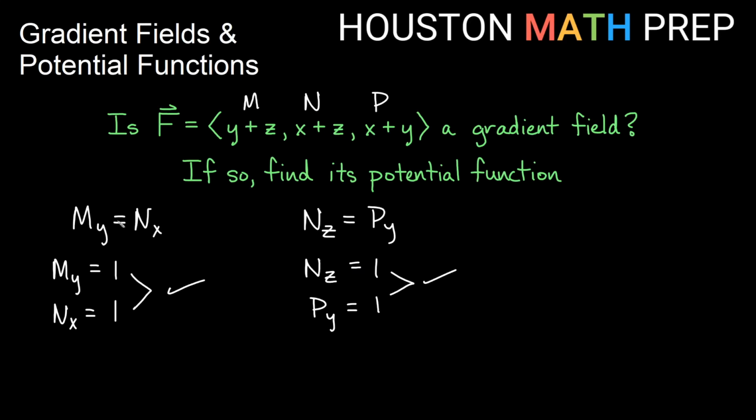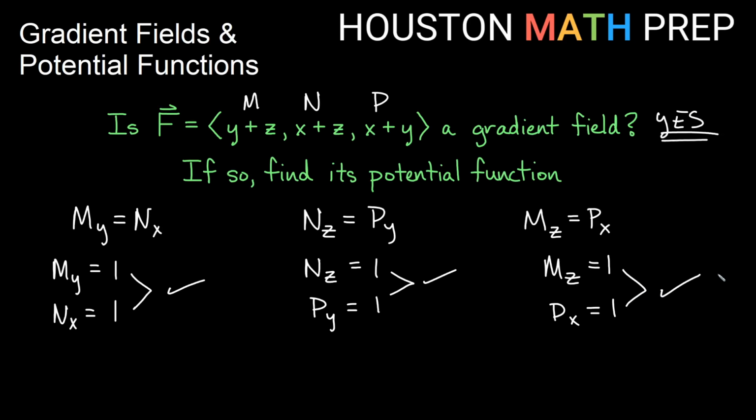The last thing we need to check: we have M and N compared, we have N and P compared, so the last one we compare is M and P. So we want partial M_z equal partial P_x. And so we look at those. Partial M_z, the derivative of M with respect to z, that's going to be 1 again, isn't it? And then the derivative of P with respect to x, that's going to give us 1 also, right? So this pair matches as well. We have all three pairs matching, and so that means, yes, this is a gradient field. It is indeed.